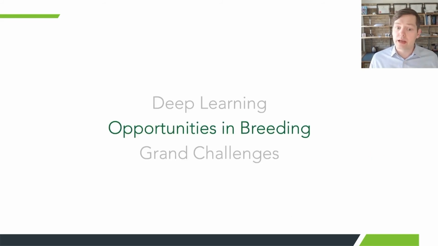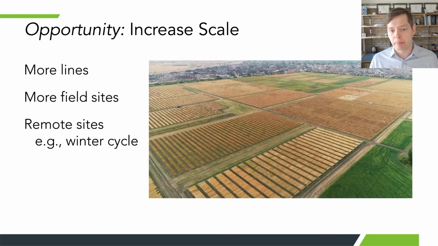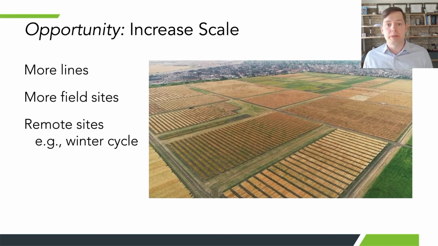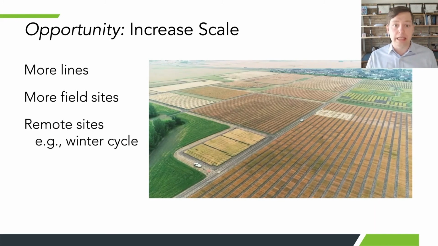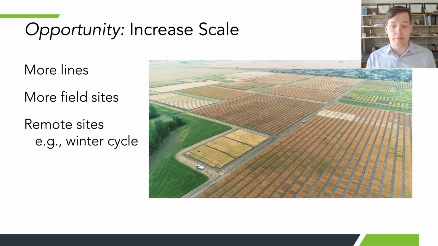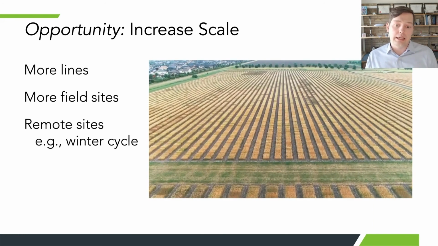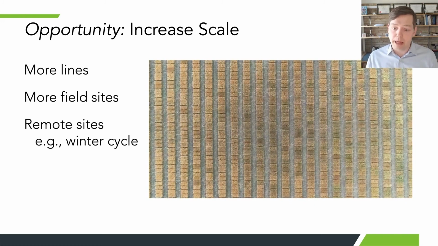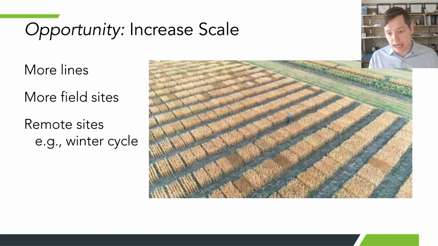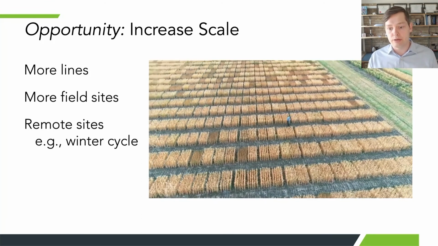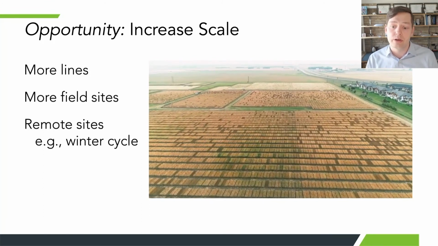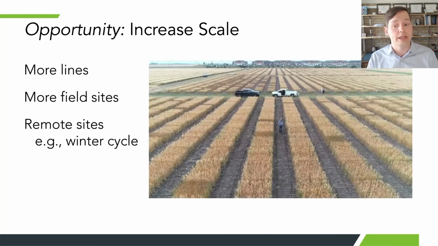So now that we've discussed some of the basics of deep learning and what its potential is, let's see how these map to some of the opportunities in breeding. I think the first and foremost opportunity is the potential to increase the scale of plant breeding analysis. Since the objective of plant breeding is generally to increase genetic gain, having a larger number of examples to observe over is one strong and clear strategy for improving genetic gain.